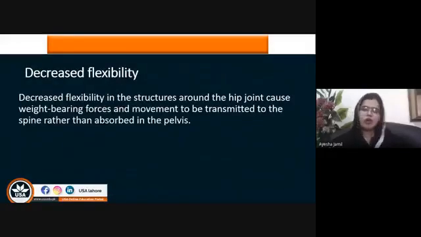The first cause is decreased flexibility. This is one of the major causes which is seen in the day-to-day life of an individual. Whenever flexibility is decreased in the structures surrounding the hip region, the weight-creating forces are not moved properly, and are transferred towards the spine and are not absorbed in regions such as the pelvis.